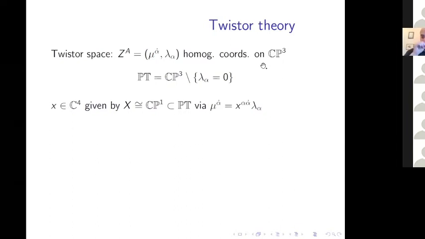Three-dimensional complex projective space I can describe with 4 homogeneous coordinates. We call those homogeneous coordinates Z^A, and I split them into two SL2 spinors of opposite chirality, mu^alpha-dot and lambda^alpha. The open subset I'm going to choose to work with is the subset where the lambda alphas are not all vanishing.